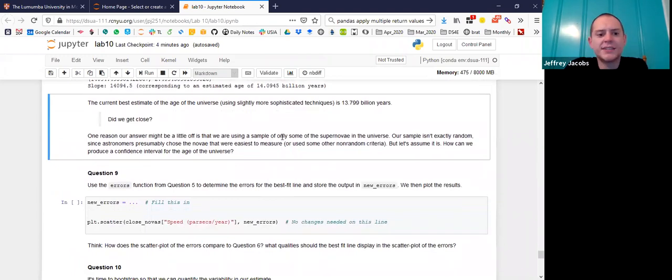The reason an answer might be a little off is because we're using a sample of only some of the supernovae. Our sample isn't random because astronomers can't just sample stars from all over the universe. Presumably the stars closer to us are easier to measure.